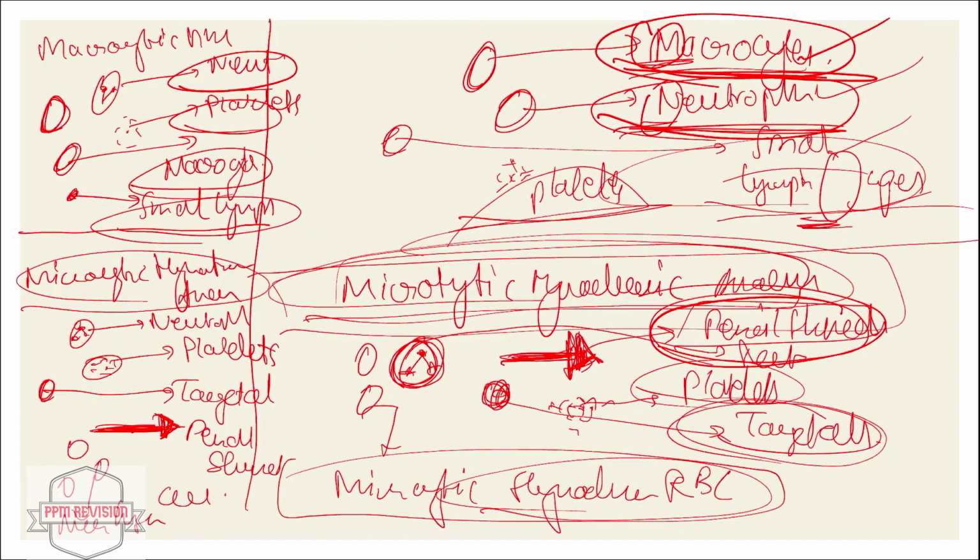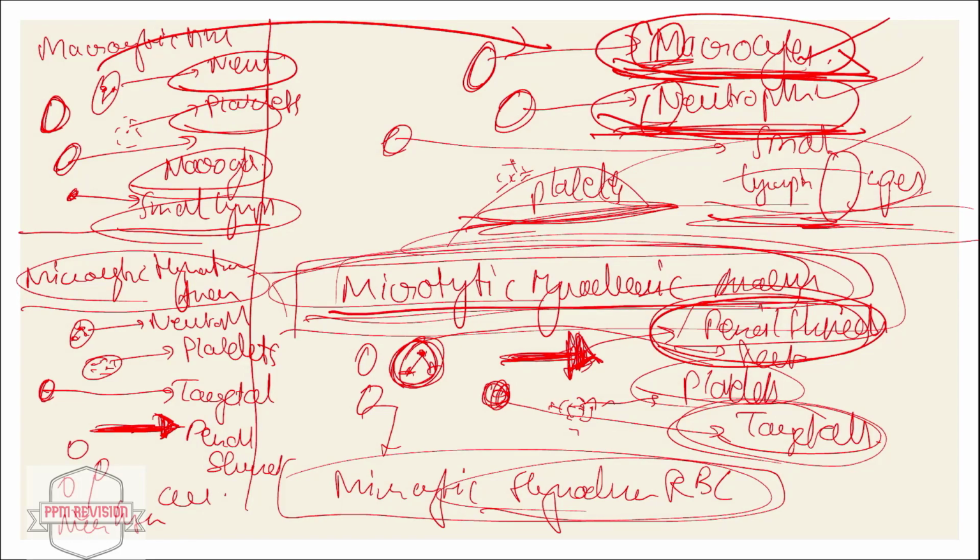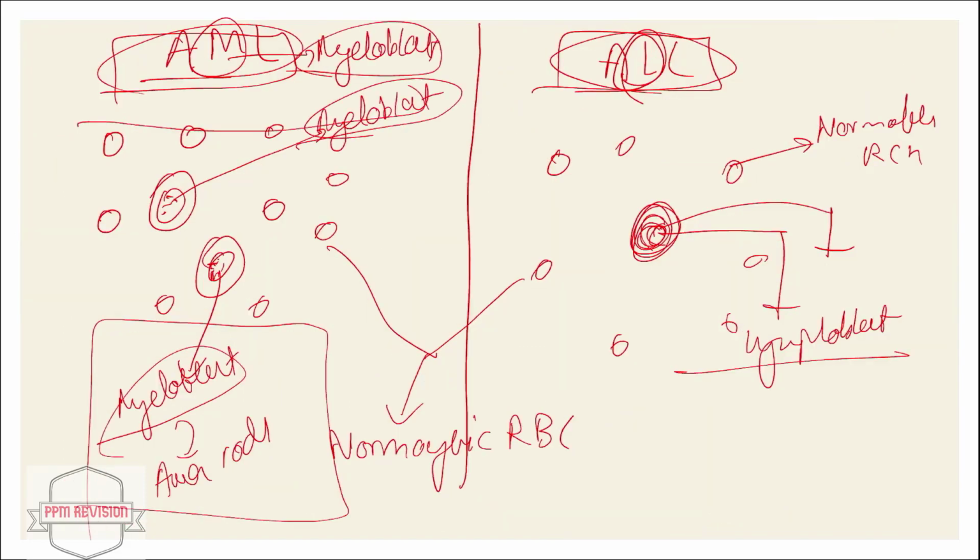Then moving ahead, we have the AML. Let me recap again. In macrocytic anemia, there are macrocytes, neutrophils, as well as platelets and small lymphocytes. In microcytic hypochromic, there's presence of target cells and this pencil shaped cell, which is the microcyte. So you can imagine a micro pencil, so microcyte, pencil shaped cells, target cells and platelets.